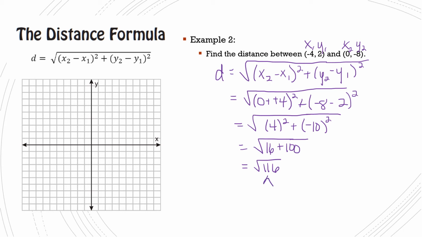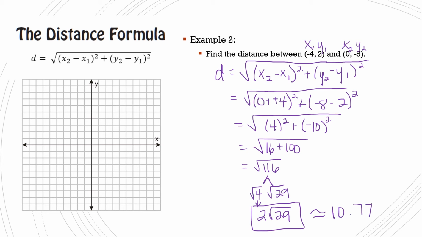So if we split this up, we'd get the square root of 4 and the square root of 29. The reason we do this, again, is so that the square root of 4 turns into a 2. We can't break 29 down any further, so my answer would be 2 square roots of 29. If you wanted to convert that to a decimal, you could, but I prefer the square root. If we had a decimal, it would be 10.77.